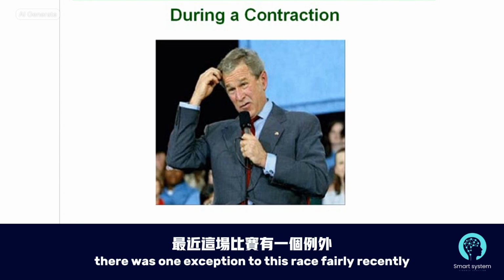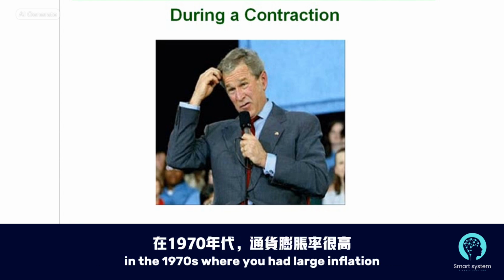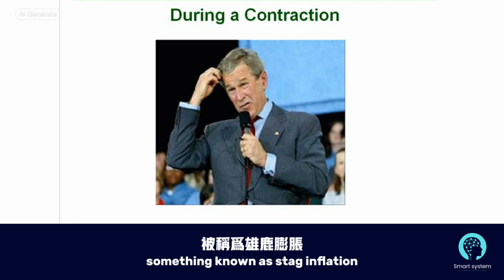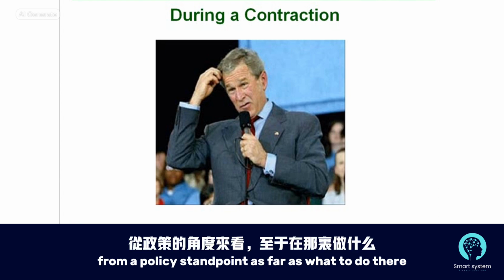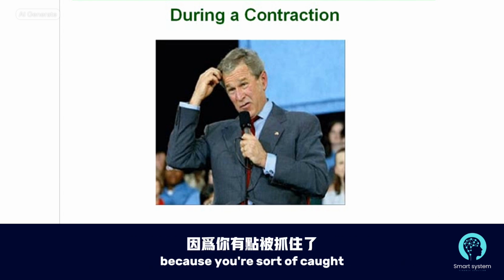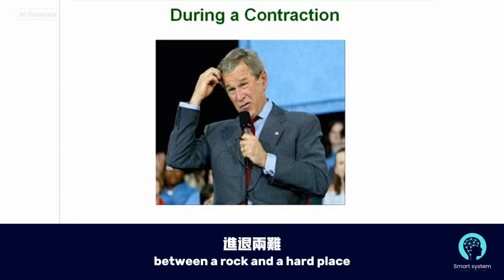There was one exception to this fairly recently, in the 1970s, where you had large inflation along with slow growth, something known as stagflation. And you can see how that would be a problem from a policy standpoint as far as what to do there, because you're sort of caught between a rock and a hard place.